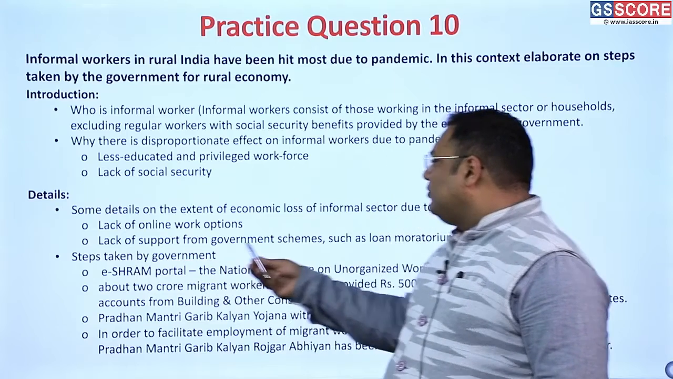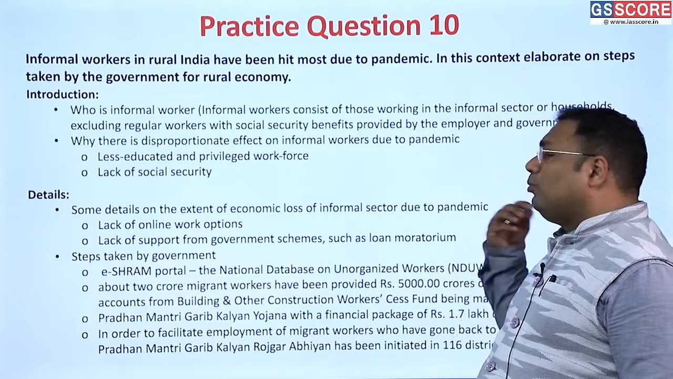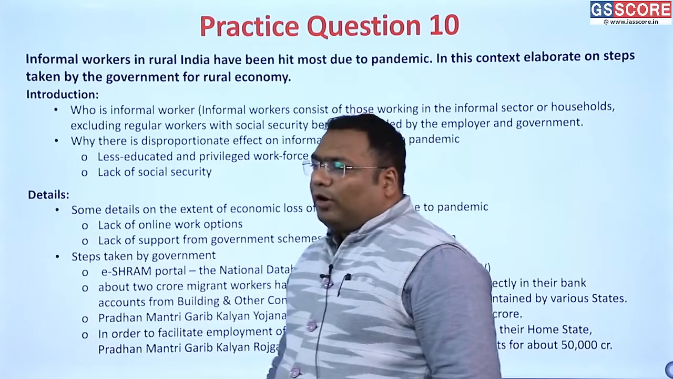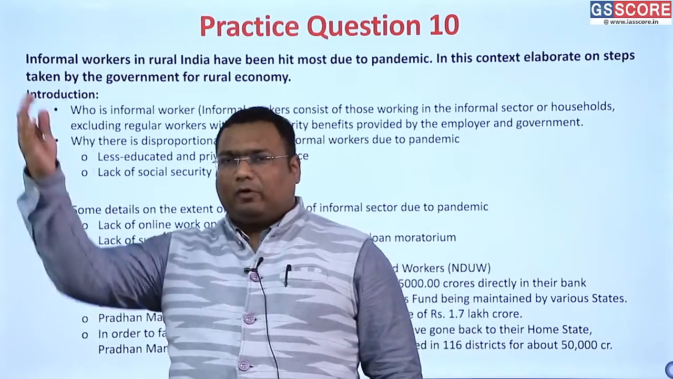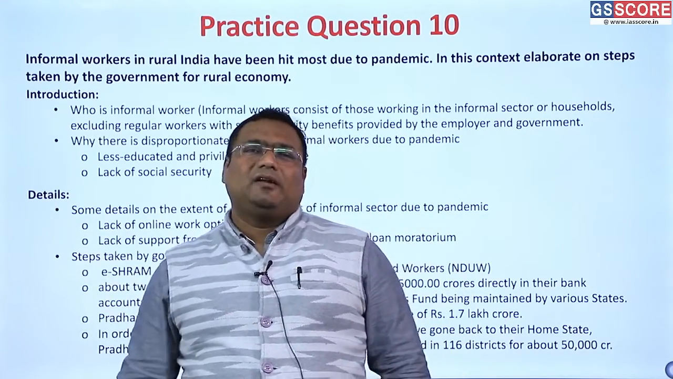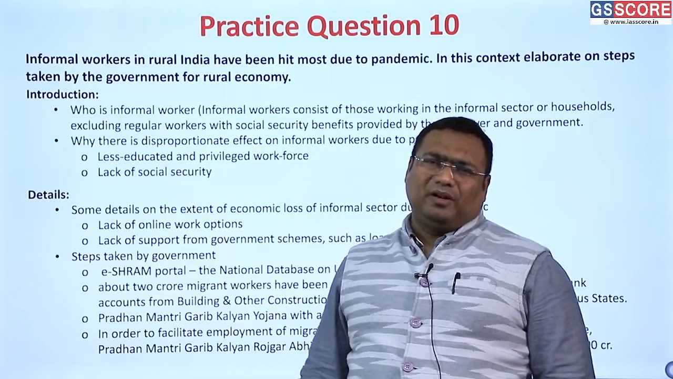Then they have lack of support from government schemes such as loan moratorium. लोन मोरेटोरियम उसी को तो मिलेगा ना जो बैंक या फॉर्मल सिस्टम से लेगा. अगर किसी ने प्राइवेट मनी लेंडर से पैसा लिया तो उनको थोड़ी मोरेटोरियम मिला.